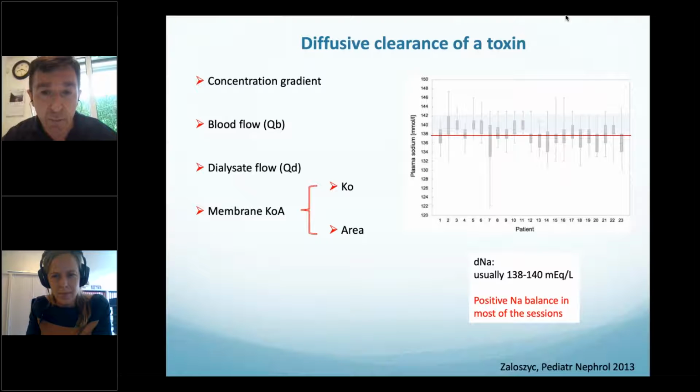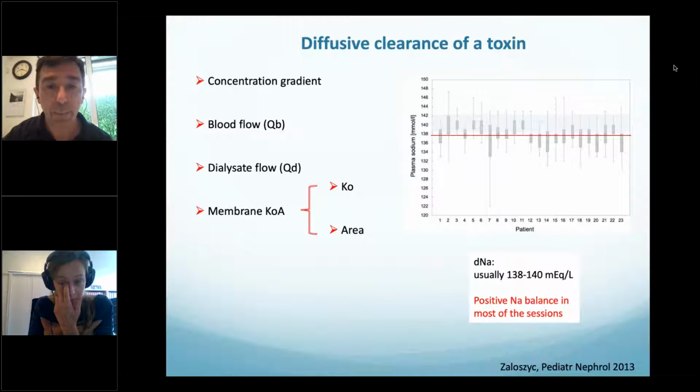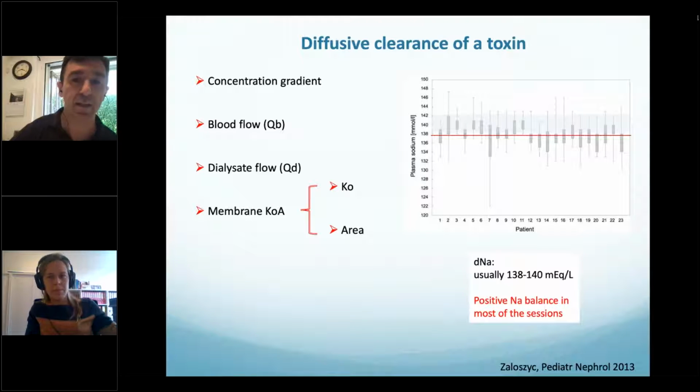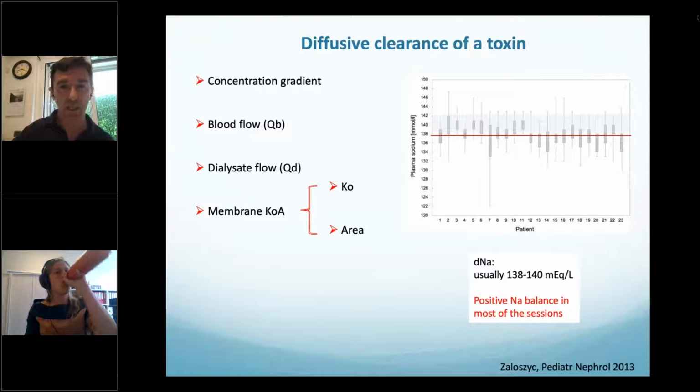If you look at the example of sodium, sodium is a very small molecule, 23 Daltons. But the dialysate sodium is usually set at 138, 140 milliequivalents per liter, but the pre-dialysis plasma sodium concentration of our patients is often lower than this threshold. This means that in many cases, the patients will take sodium by diffusion, and they will end dialysis with a positive sodium balance, which is not good for thirst and blood pressure.